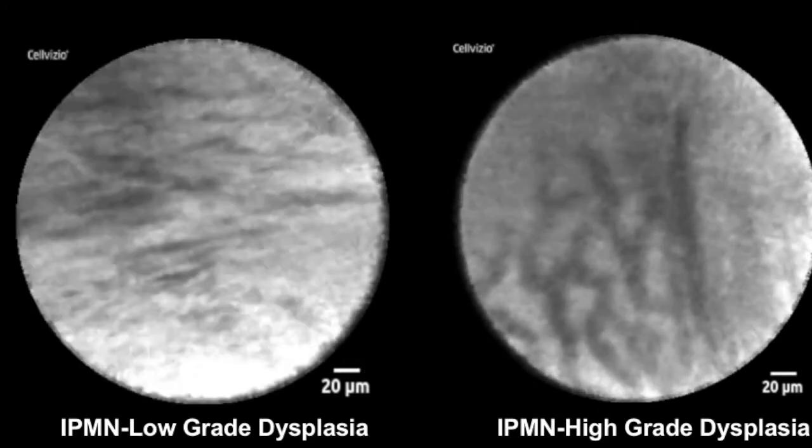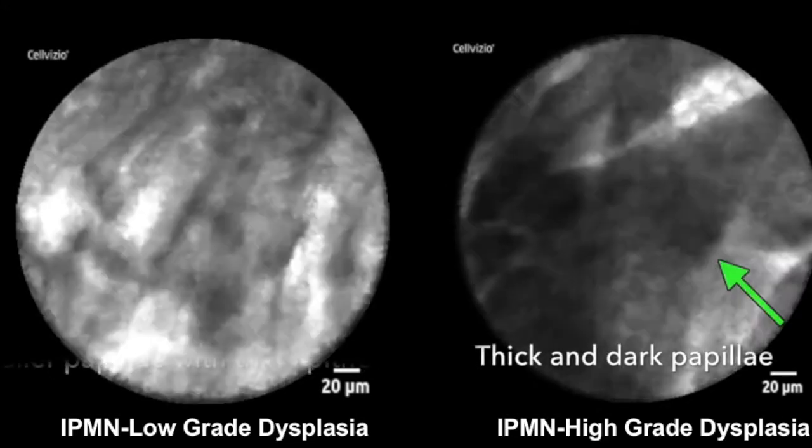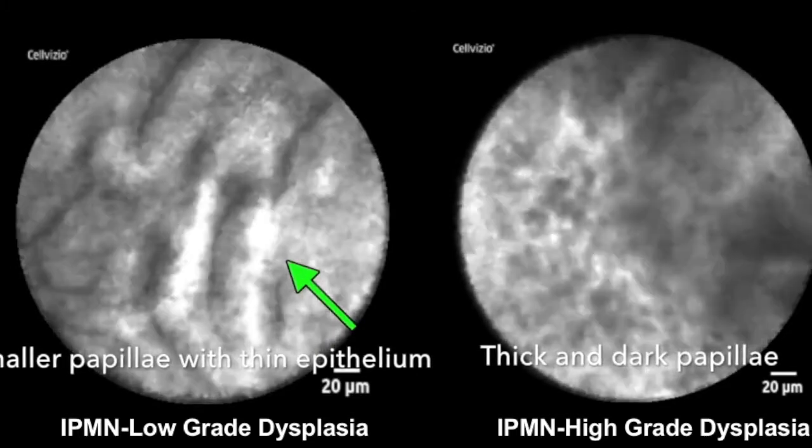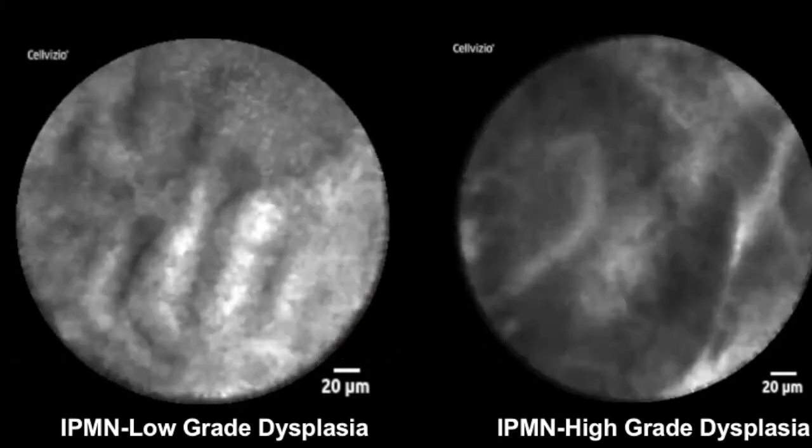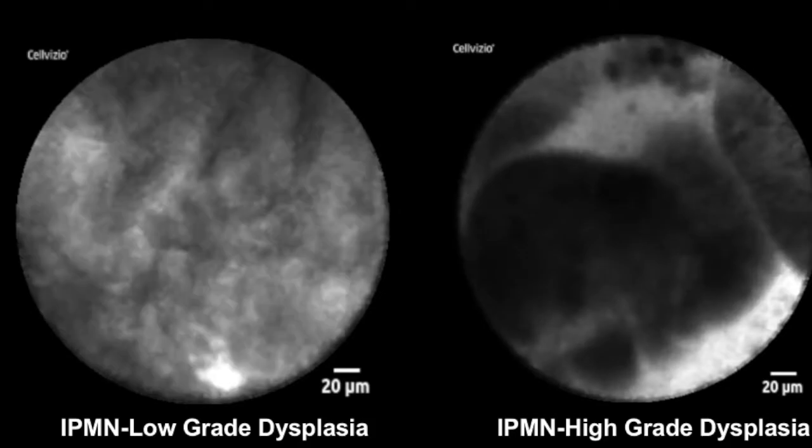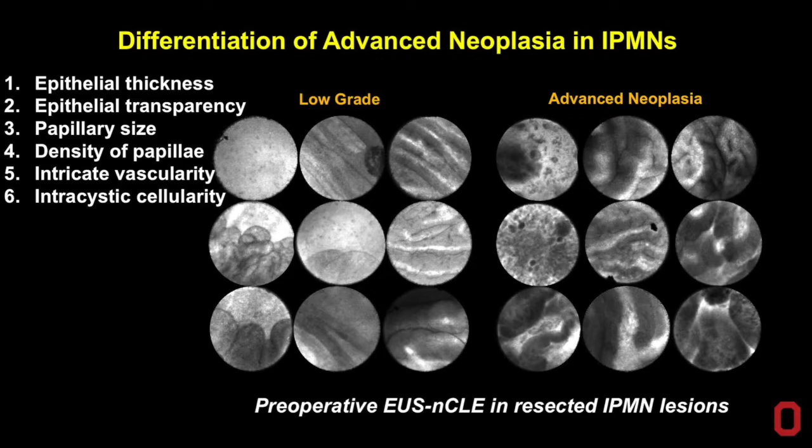Moreover, the vascularity also tends to get more intricate. From the basic rope ladder pattern where the blood vessels are parallel, the vascularity gets more networked, more intricate. While there are multiple changes that happen in IPMNs, as seen during endomicroscopy, while the lesion progresses to high-grade dysplasia, the key features are the epithelial thickness and darkness.